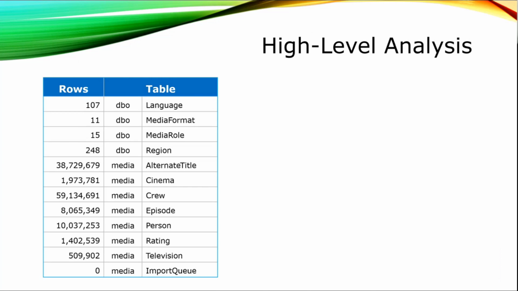So we've got our object list. We can start doing a little bit of a high-level analysis. So we'll start by looking at our row count. We have some tables that have millions of records. We have other tables that have a handful, right? And then whatever schemas are being used. We see here we've got the default DBO schema. We also have this additional media schema.